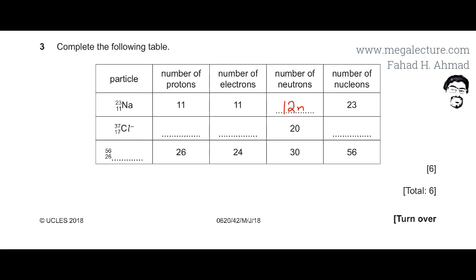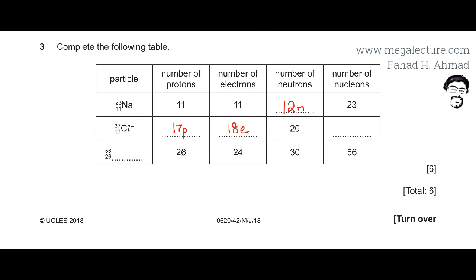The next part is, you're given a chlorine atom, 17, and 37 is the atomic mass, but it has a -1 charge. Now 17, the bottom number, the atomic number, is also the proton number, so that means it has a total of 17 protons. But since it has a -1 charge, the electrons are going to be greater than 17. They're going to be 18 electrons because the charge is -1, which means that it has gained 1 electron.